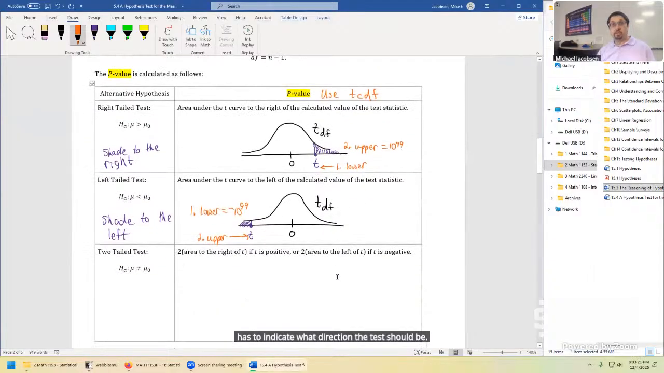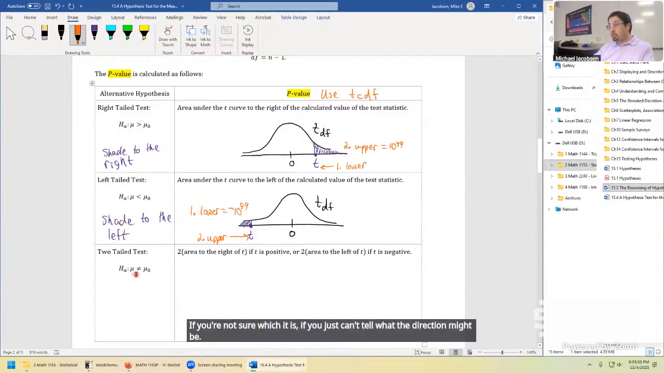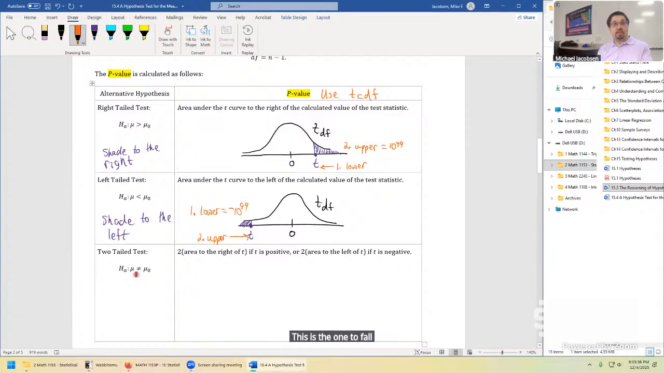And that's how it will be written as a quiz problem, as well as a final exam problem. There'll be a buzzword somewhere that says one or the other. If you're not sure which it is, if you just can't tell what the direction might be, this is the one to fall back to. It's the default one. And if you did this test when it should have been a less than, I would still say that's a lot of credit. I would give you almost all the credit on the problem if everything else is right.